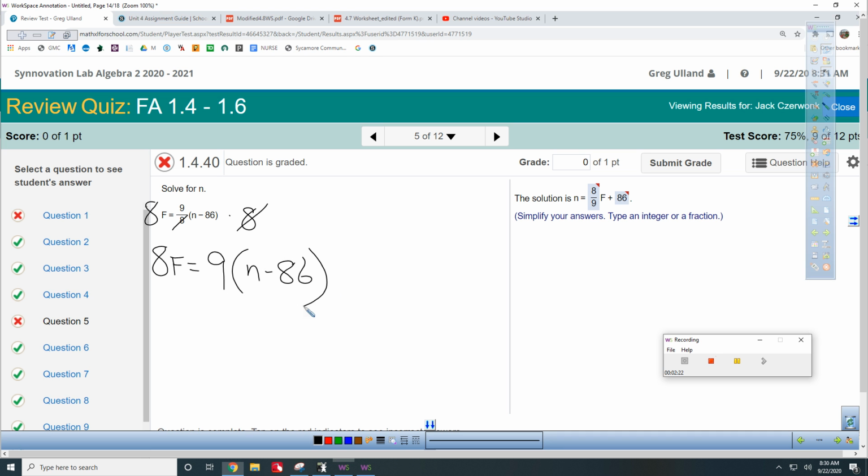Okay? We could distribute this, but that would make things more complicated. We're trying to get rid of as much as we can from that side. So let's divide each side by 9. Now we have 8 times f divided by 9, I know that's strange, is n minus 86.